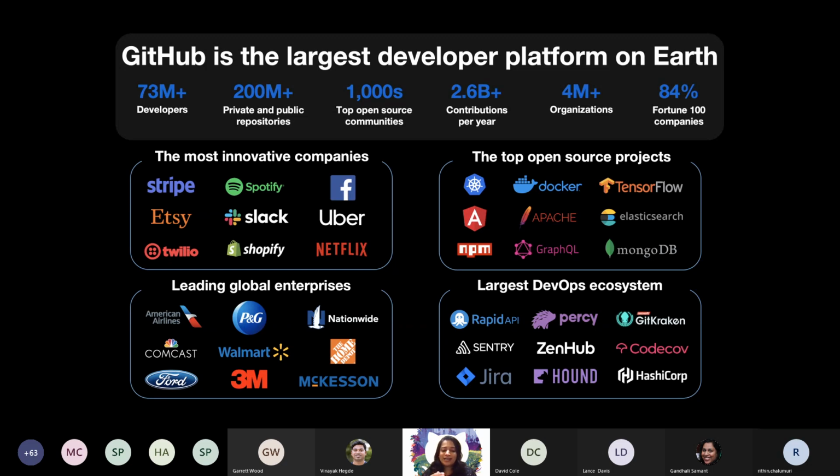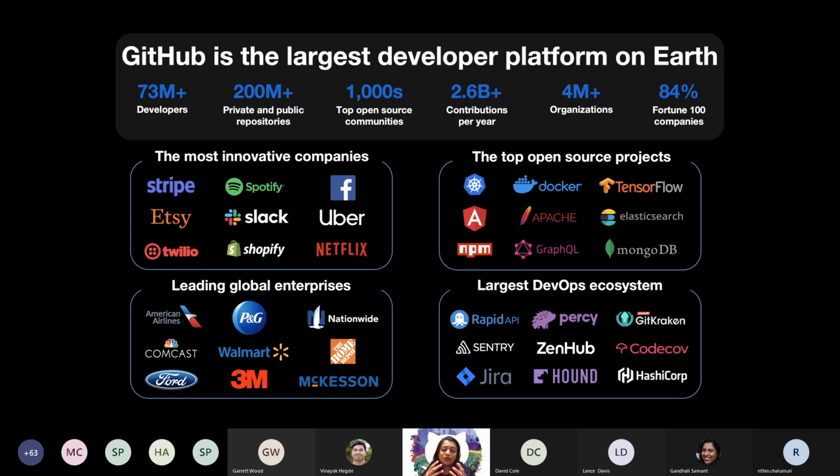Now, cut to today, as you can see, we have over 73 million developers using GitHub. 84% of the Fortune 100s are using GitHub as well. Of course, GitHub is where a lot of open source projects like Docker and Kubernetes were born and grew. But also, we have the most innovative companies like Stripe, Netflix, and Tesla building the next generation of software here.